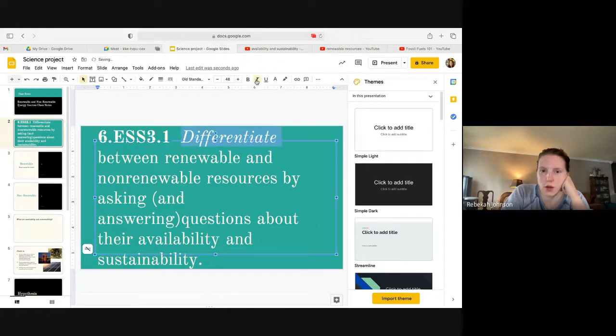I'm going to put my verbs here in italics. So we know to differentiate is to find that by asking, meaning that we're going to look at these things and figure out what are the questions we need to ask to make determinations. Answering, finding the answers to those questions about their availability and sustainability. So all of my verbs are now in italics.